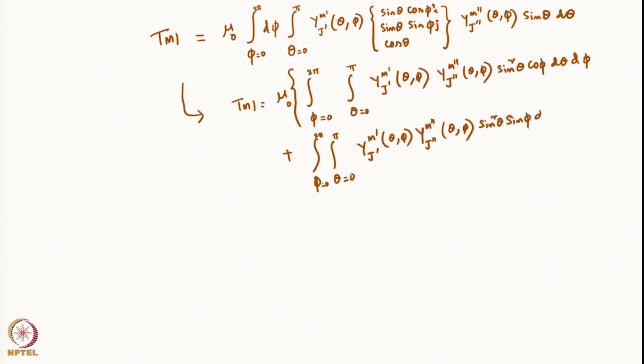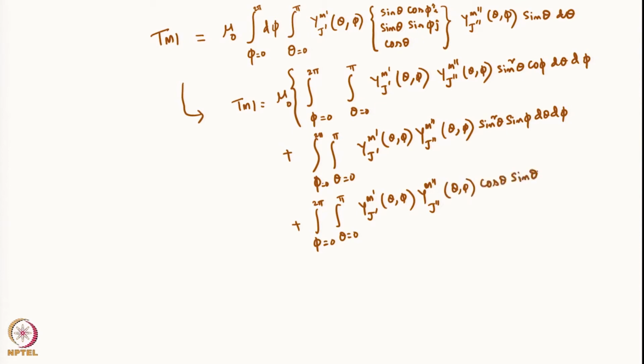sin phi d theta d phi, plus the third integral, phi is equal to 0 to 2 pi, theta is equal to 0 to pi, Y j prime m prime (theta, phi) Y j double prime m double prime (theta, phi). This is cos theta, that is sin theta. So cos theta sin theta d theta d phi. So you will have 3 integrals.